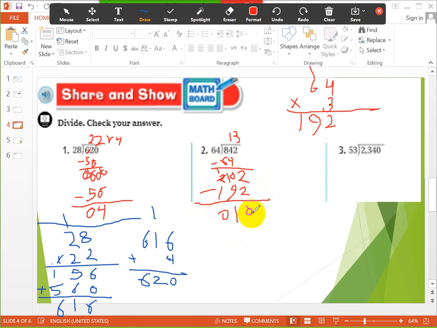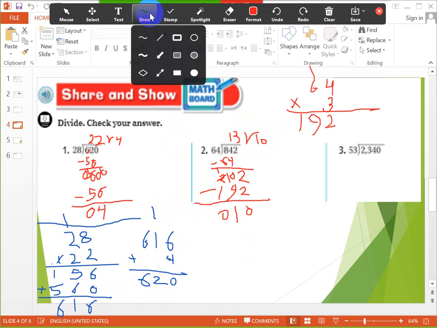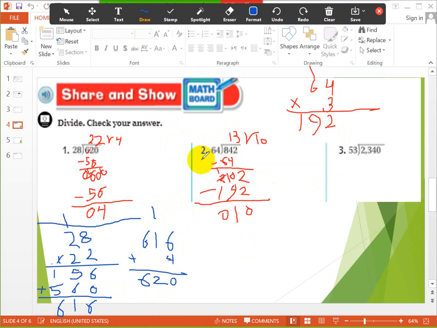So can I divide the 10 on 64? No, I can't. So this will be a remainder. So the remainder here is 10. Okay, so if I want to check if my answer is correct, I will multiply 13. Okay, so the check, okay, I'm sorry.